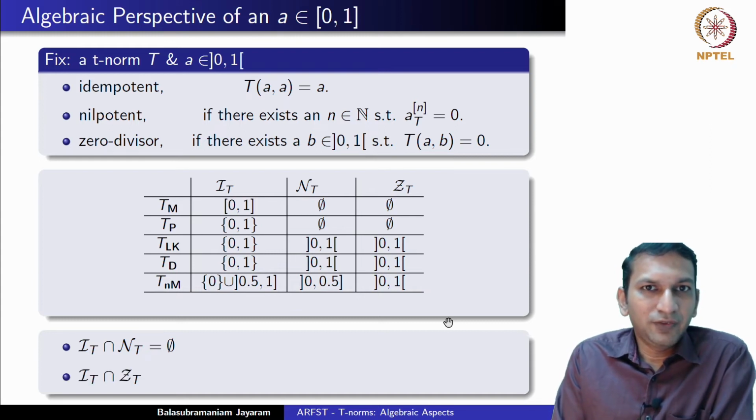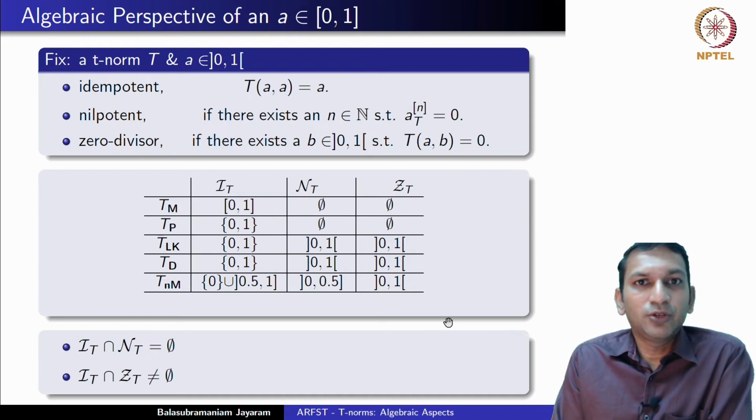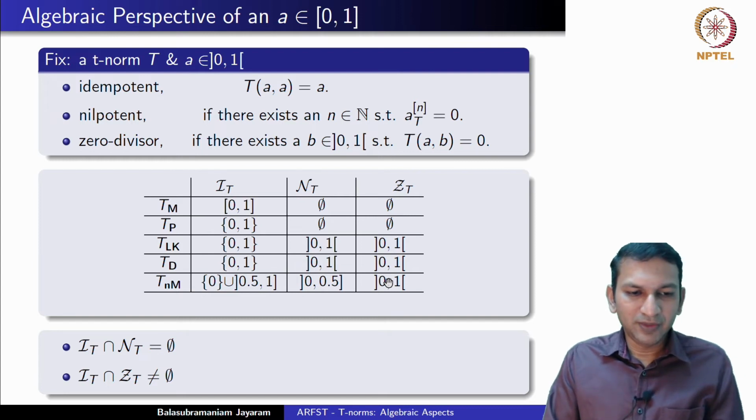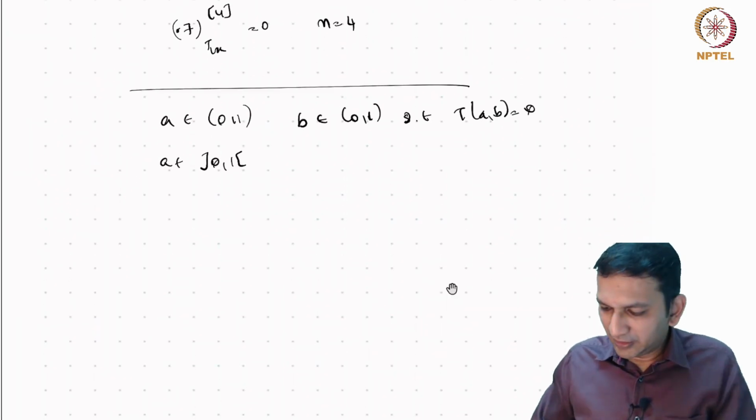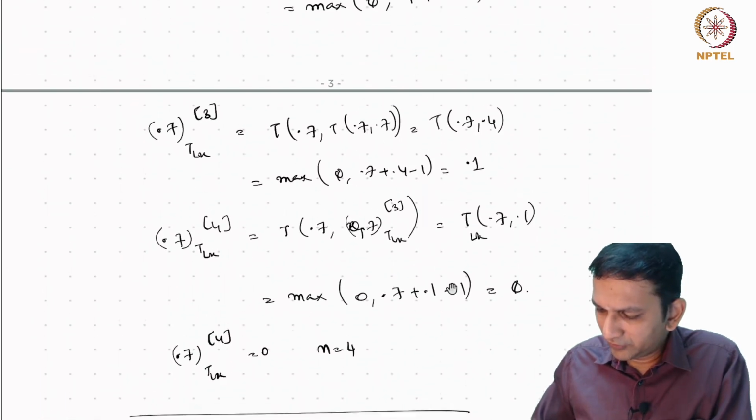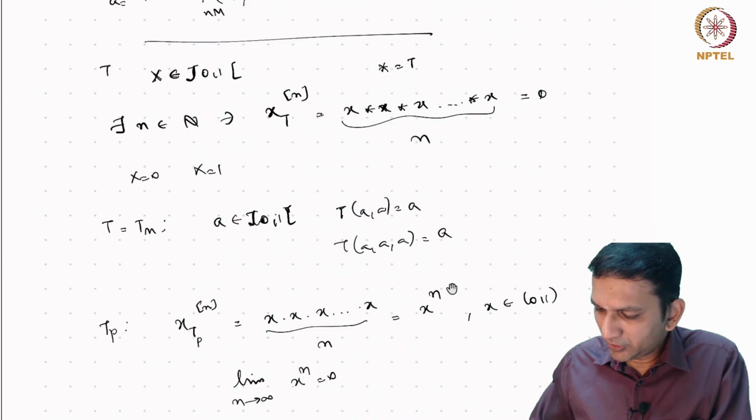However, if you consider the intersection with the set of zero divisors of the T, then we see that it can be non-empty. For example, you see here, this is for the nilpotent minimum, we see that 0.6 is in fact an idempotent element. However, 0.6 is also a zero divisor. This can be seen like this. So consider, so we have the definition of nilpotent minimum here.